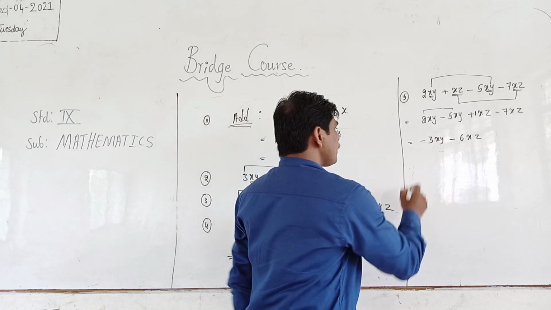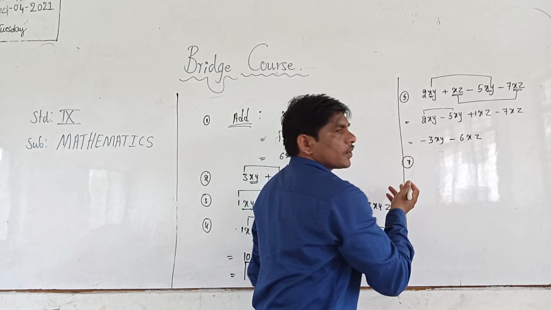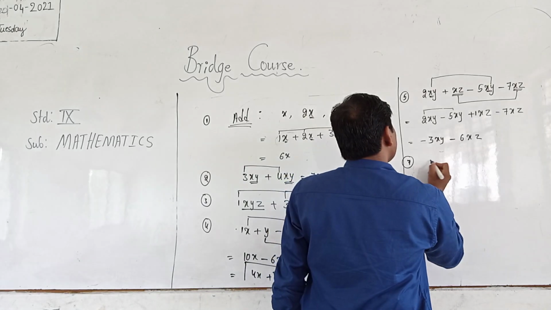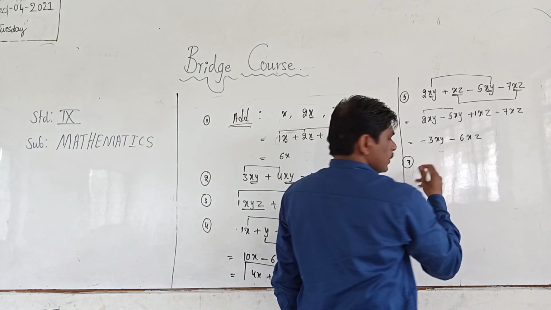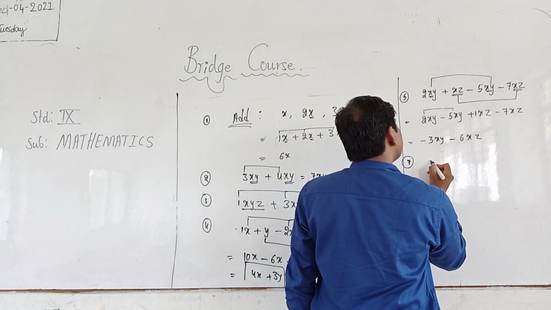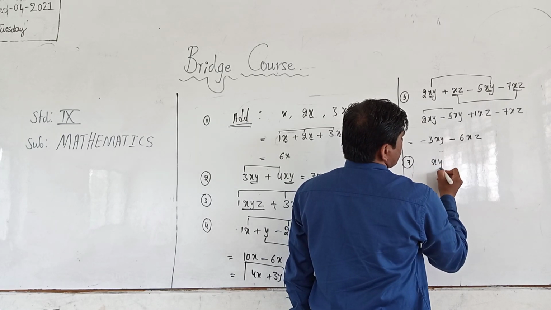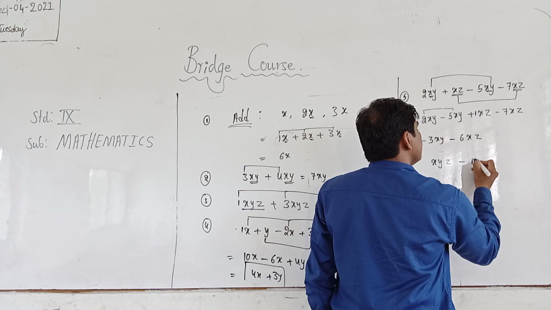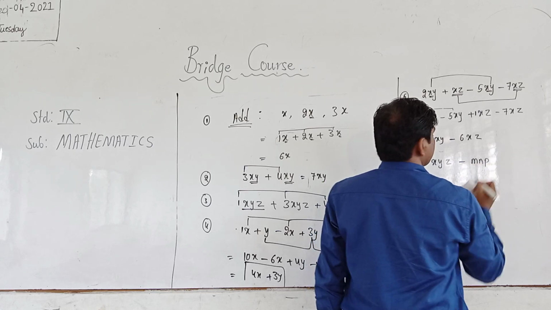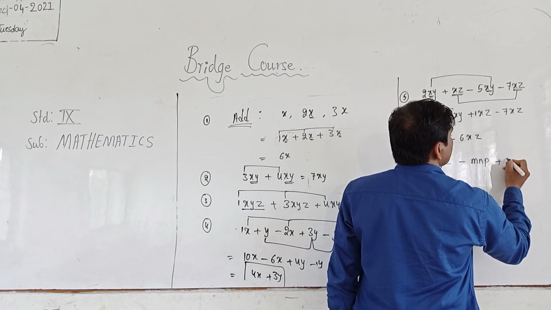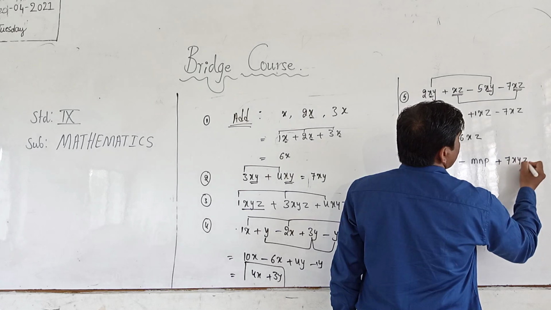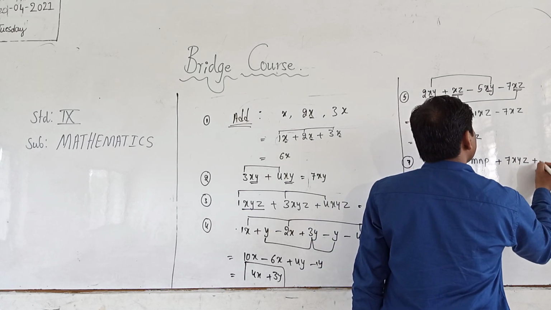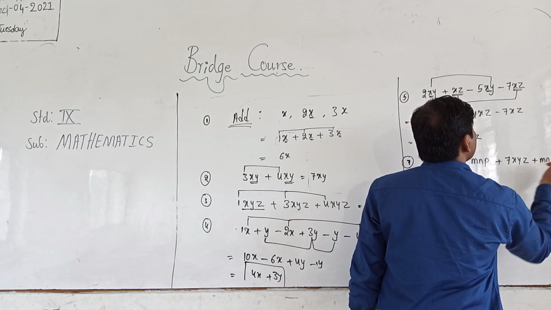Similarly, now you have to solve it. I will give you some examples. Here: xyz minus mnp plus 7xyz plus mnp.